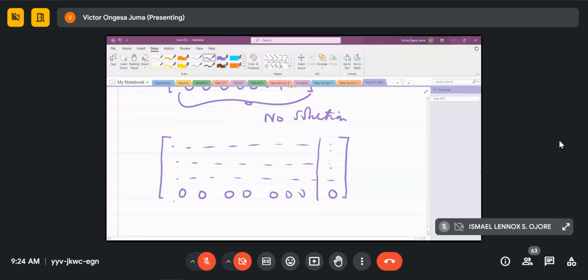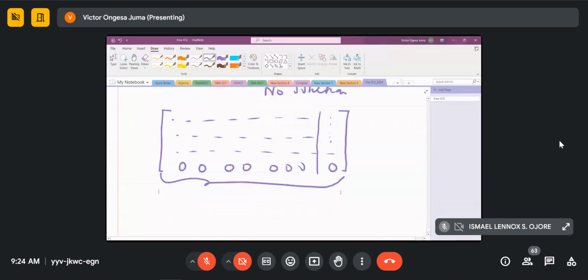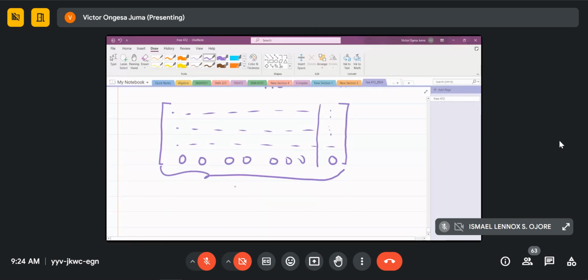First of all, the determinant is 0. You have a singular matrix. And so here, there are infinitely many solutions.